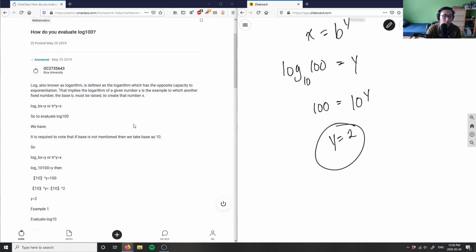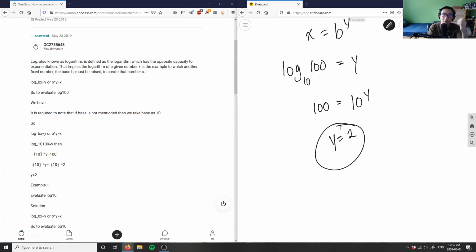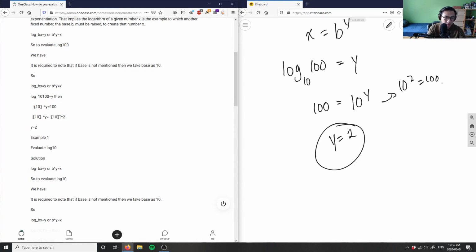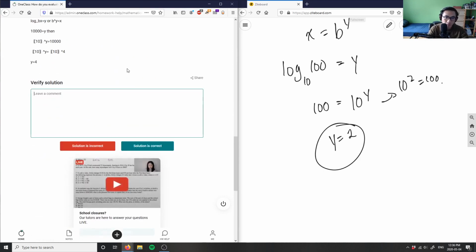So log of 100 would equal 2, because I know that 10 squared equals 100. This is one of the ways we can solve this problem. Or, if you had a calculator, you could simply type in log of 100 and figure this out for yourself as well. But this solution is correct, right? y equals 2. They did the exact same thing here. So y equals 2. Therefore, if we evaluate it, log of 100 equals 2. And you can check that on your calculator as well.